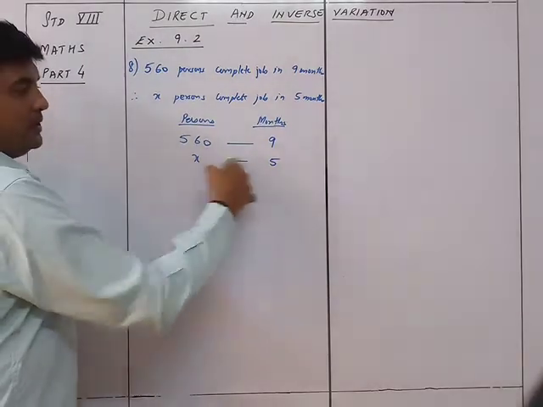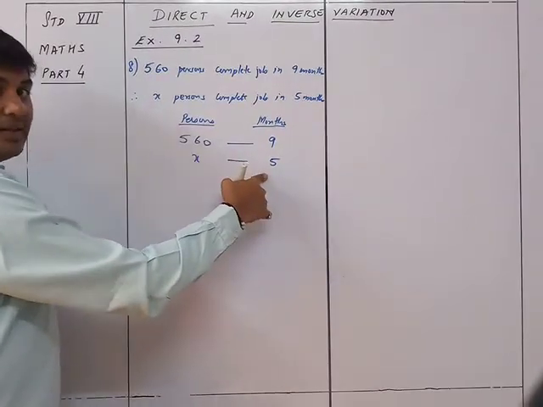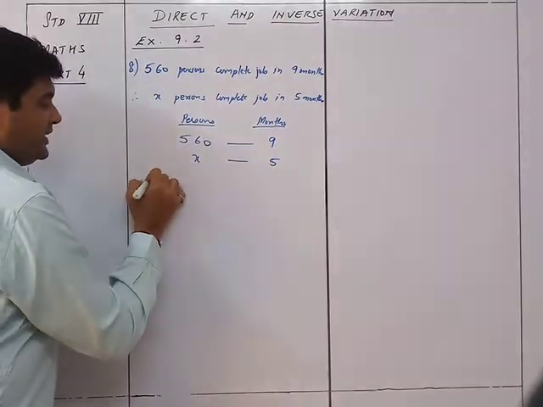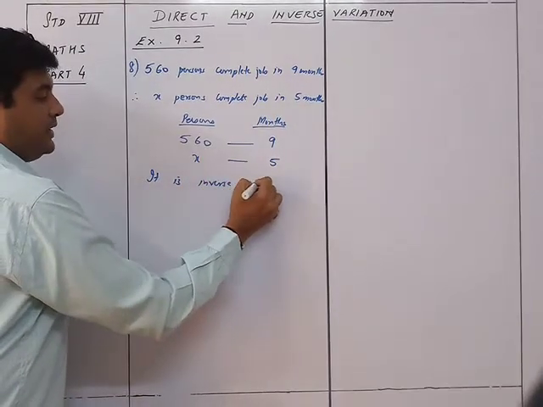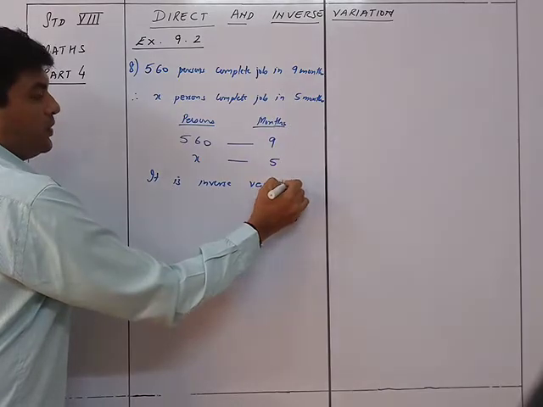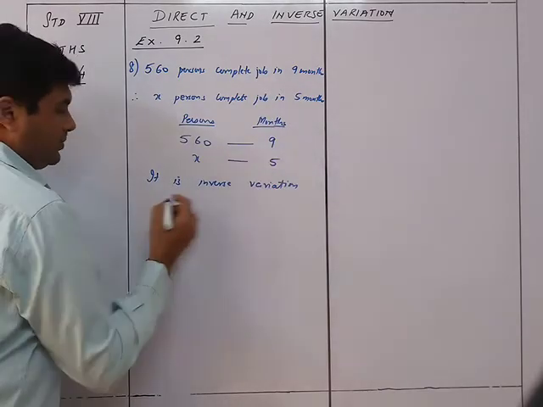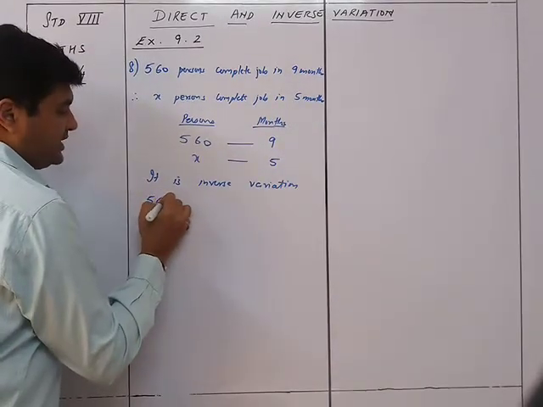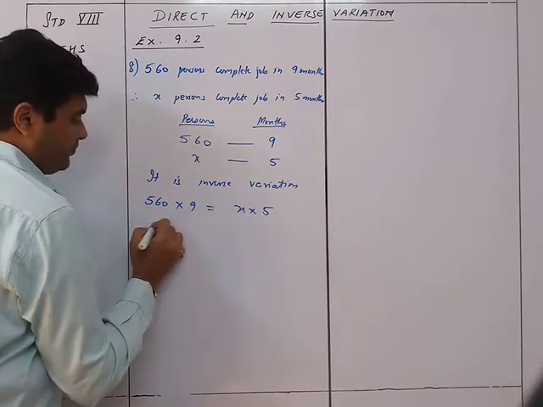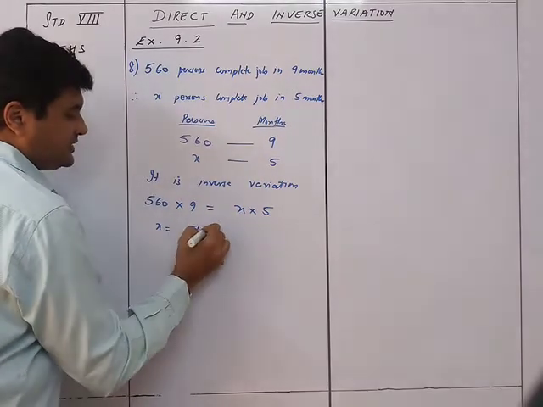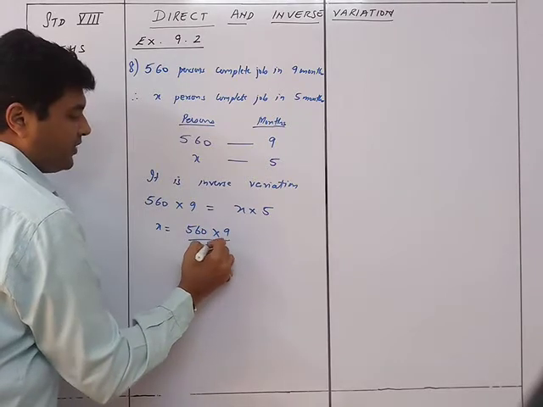More the people, lesser the time. So direct के बदले inverse variation है ये. So it is inverse variation. So that's why you're going to multiply directly. So it is 560 into 9 is equal to X into 5. So X is equal to 560 into 9 upon 5.